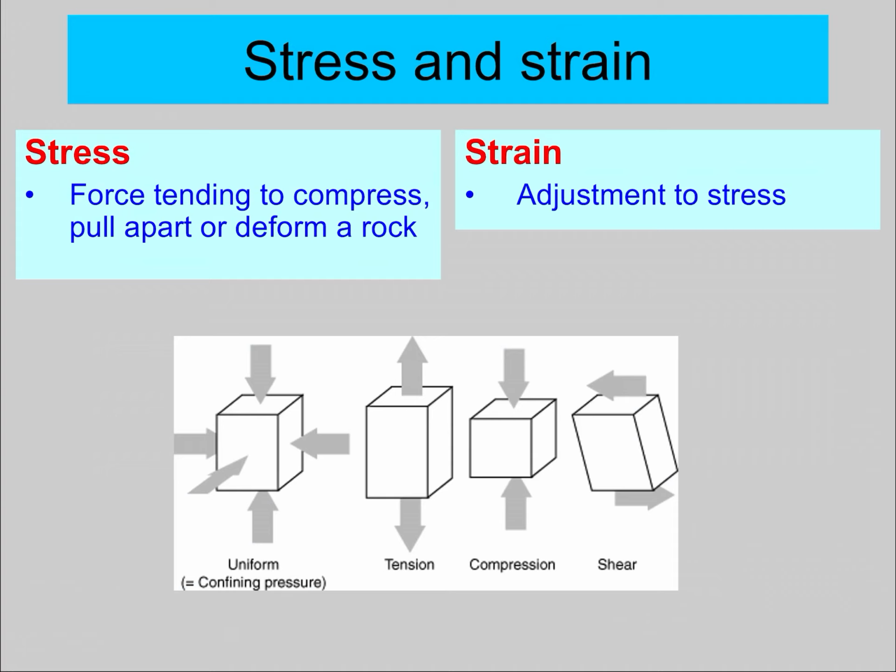Stress and strain. We kind of talked about stress and strain when we discussed elastic and inelastic materials back in physics. So the stress is the force that's tending to compress, pull apart, or deform a rock. And the strain is what's going to happen to the rock as a result of the stress. So whether the rock breaks, fractures, that's going to be a result of strain, but it's happening because of stress. You can see here we have uniform pressure, tension, compressional, shear. Looks a lot like our divergent, convergent, and transform boundaries.